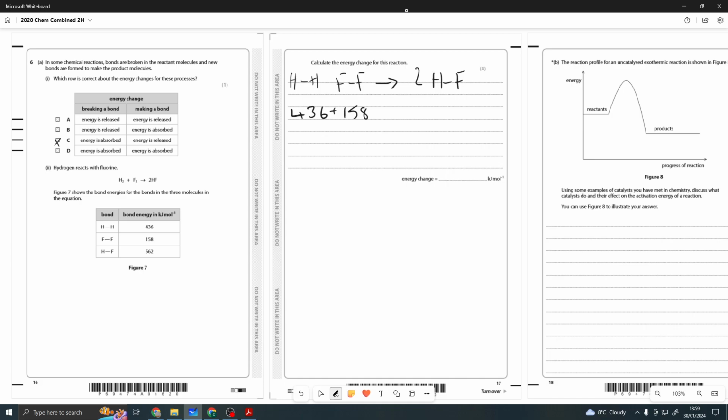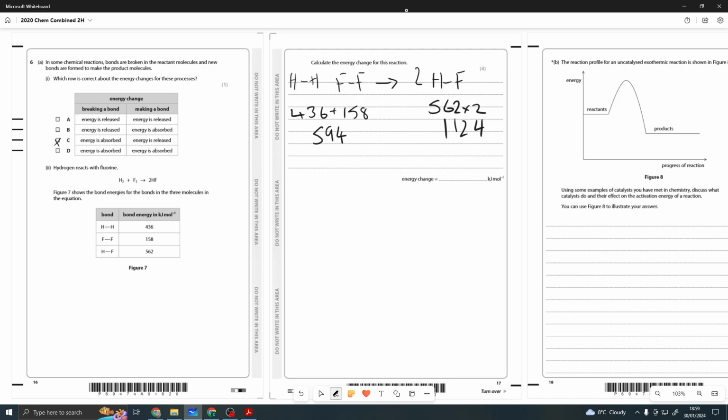And over here we've got 562 times 2, so 562 plus 562. This is a 4 marker, so we get 1 mark for saying our energy in, which, as my calculator is very reliably telling me, is 594. 1 mark for that. 1 mark for saying energy out, and this one is 1124.